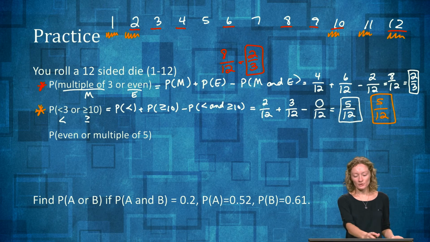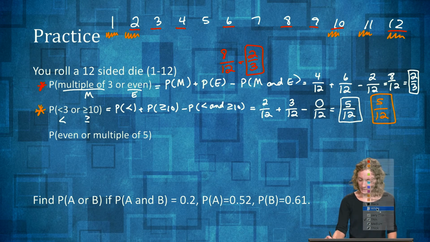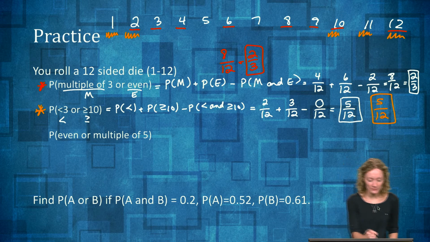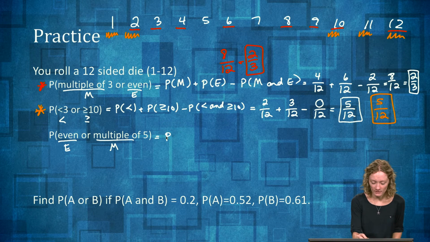Like I said, there's only 12 options here, so it's easy for us to look at all possible options and just count, but it gets a little bit more difficult when there's more options. Okay, the next one, probability of even or multiple of 5. We'll call it E for even and M for multiple of 5.